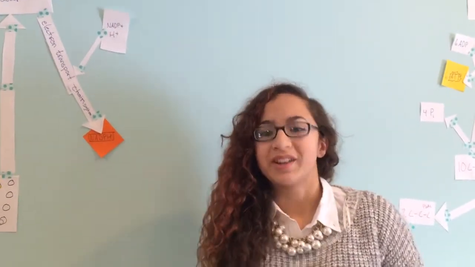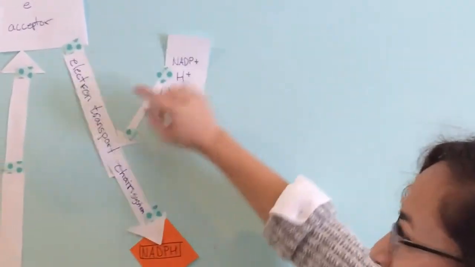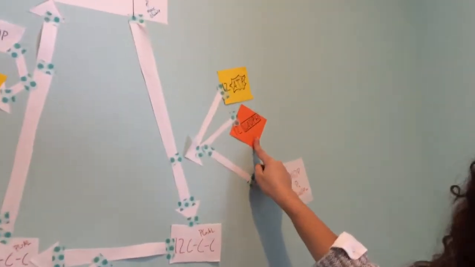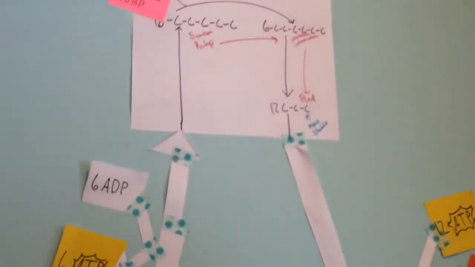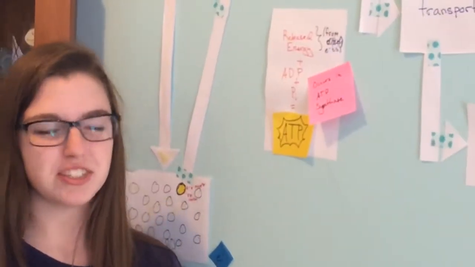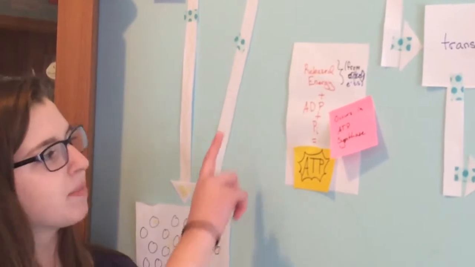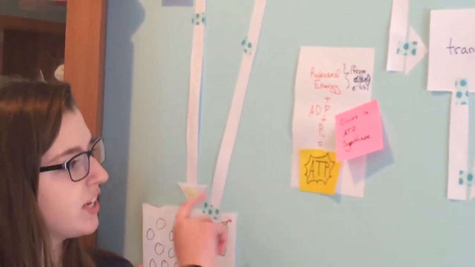NADP plus is used as an electron acceptor. In the light reactions, NADP plus combines with electrons and hydrogen to form NADPH. In the Calvin cycle, NADPH is used to produce PGAL, and NADP plus is formed and recycled back to the light reactions. Phosphorylation occurs in ATP synthase, and it's when ADP combines with a free-floating phosphate to form ATP.